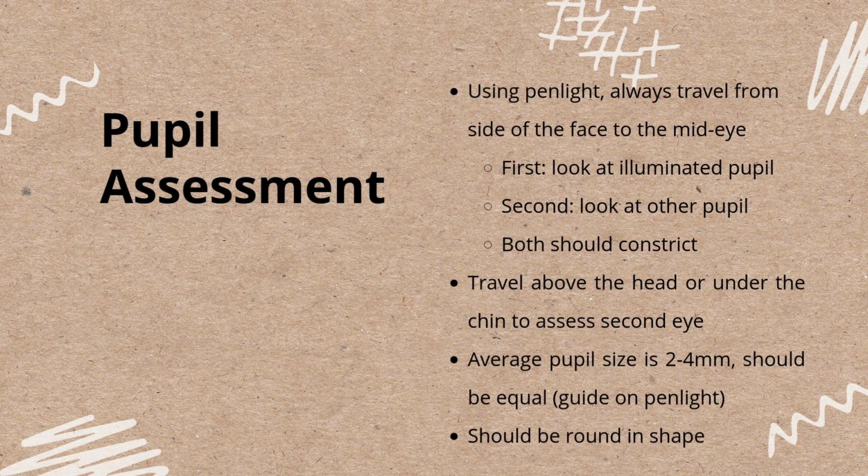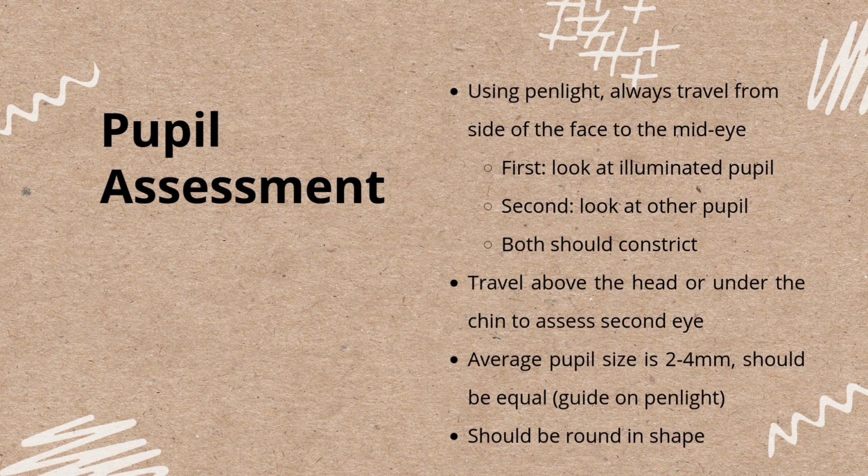For the pupil assessment, you're going to be using a pen light, and you always want to travel from the side of the face to the mid-eye. First, you're going to look at the pupil that you're illuminating with the light. Then you're going to do it a second time and look at the other pupil. Both pupils should constrict as the light enters the eye.